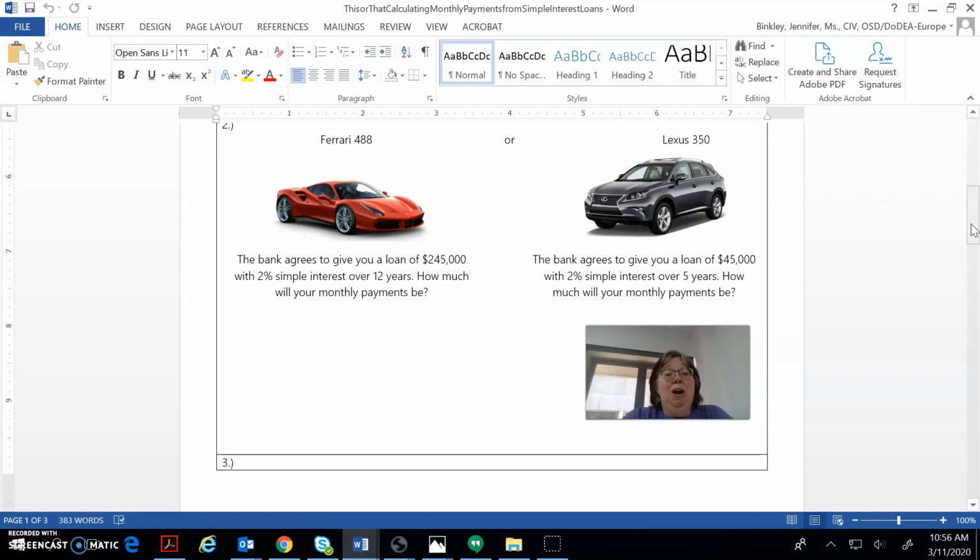So you're going to solve both problems. First, you're going to figure out the interest. Interest equals principal times rate times time for each car. Add the interest, what you're going to be paying in interest, to the total of the car and divide that by 12, and that will give you your monthly payment. So if you want to try that, that would be super.